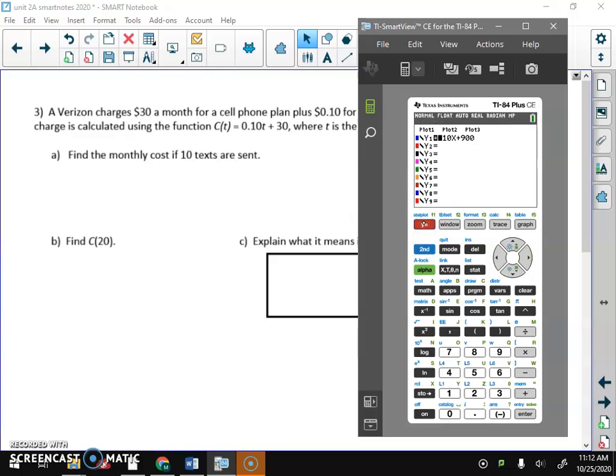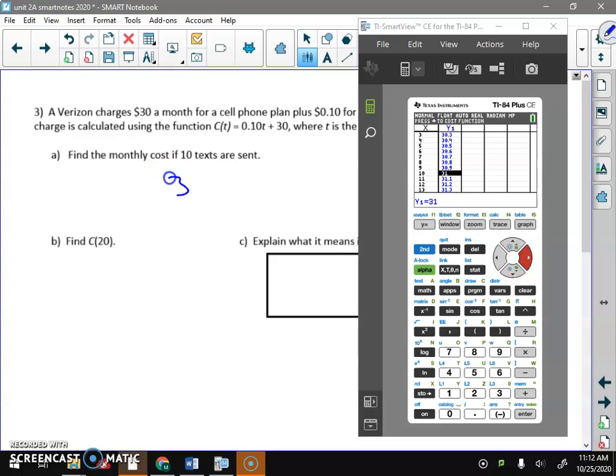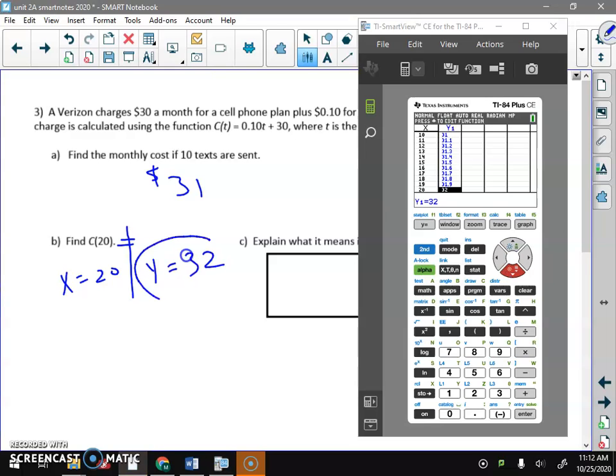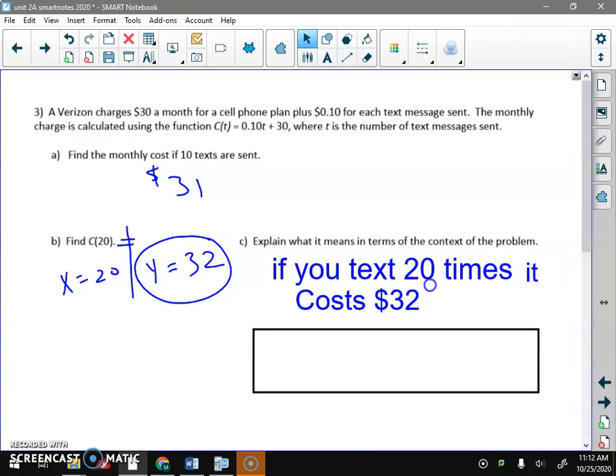I'm going to use my calculator because we got a few questions to answer, and that is y equals 0.10x, not t, plus 30. Second graph. If 10 texts, black is texts, cost $31. If C of 20, math talk, x equals 20, y equals, I don't know. I'm going to scroll down until I get to 20. Right there, 32. And again, you kind of get the gist of it. If you did this in math talk, you now have to explain it. What does it mean? If you sent 20 texts, it would cost $32.